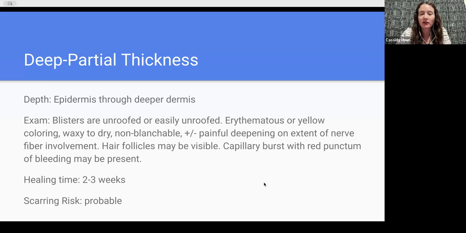These take quite a bit longer than our first couple of burns we discussed, taking 2 to 3 weeks to really heal. And these have a much higher risk for scarring.